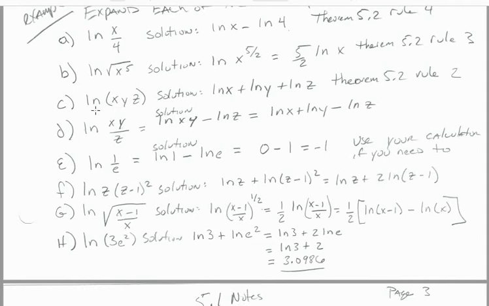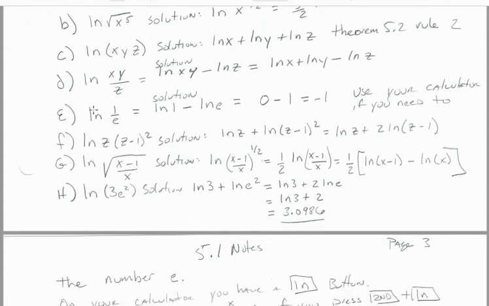Part C, okay, we have the natural log of x times y times z. Those are all in the parentheses, so we can expand that out using Rule 2. That becomes the natural log of x plus the natural log of y plus the natural log of z. However many terms there are, we can add in between.